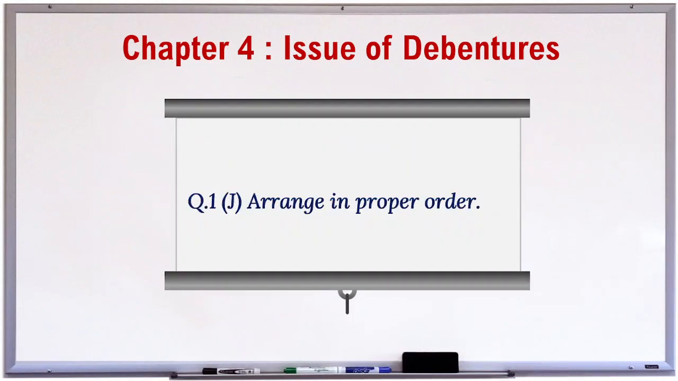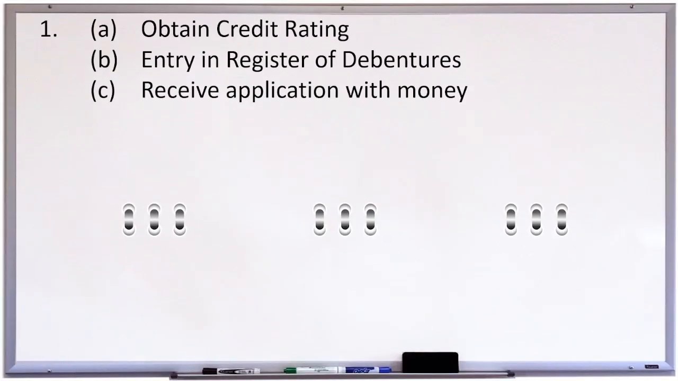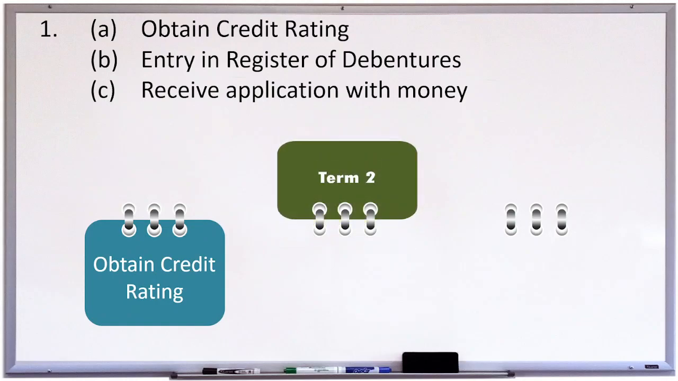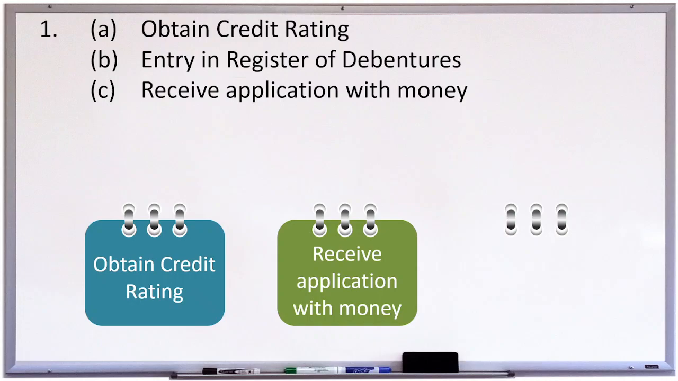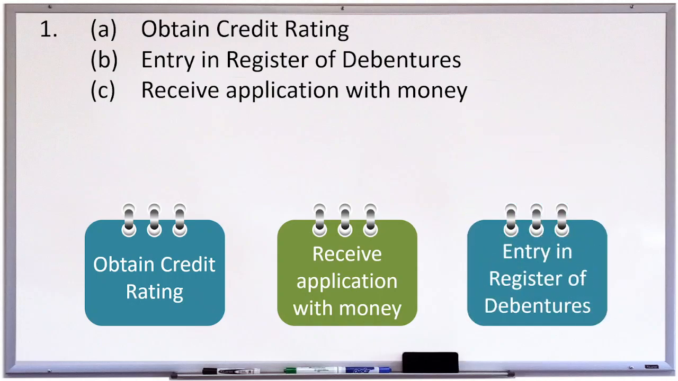Question 1. J. Arrange in proper order. 1. A. Obtain credit rating. B. Entry in register of debentures. C. Receive application with money. Term 1. Obtain credit rating. Term 2. Receive application with money. Term 3. Entry in register of debentures.